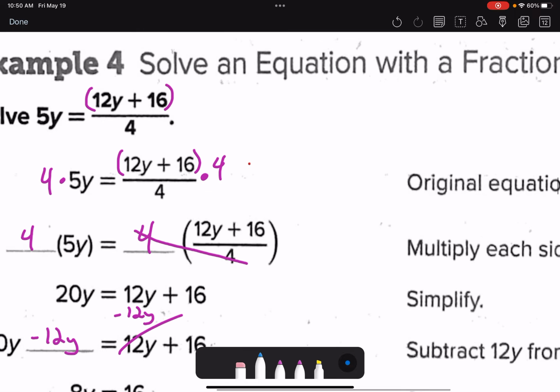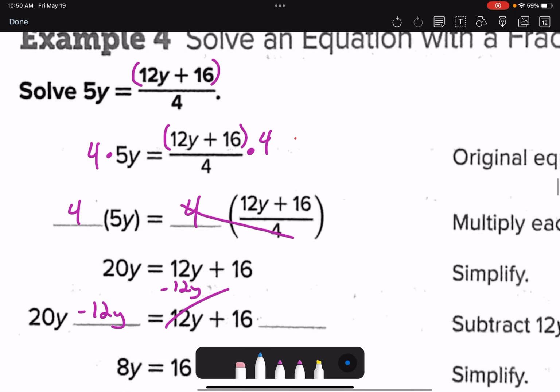Remember, you have to check both sides. So let's do the left side first because that side is easier. We have 5 times 2, which is 10. So I know I'm right if the answer to the other side is also 10. So I'm going to plug 2 in.